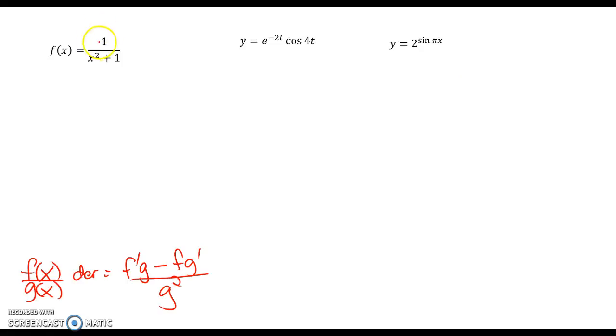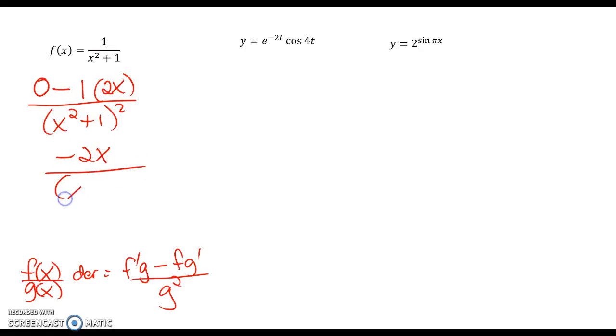So the first one says the derivative of 1 is 0, isn't it? So this first term is really 0, doesn't matter what g is, minus 1 times the derivative of this, which is 2x, over this g squared. Now guess what? For the most part, you'll leave it just like that, and that's your answer. So that was the quotient rule, wasn't it?